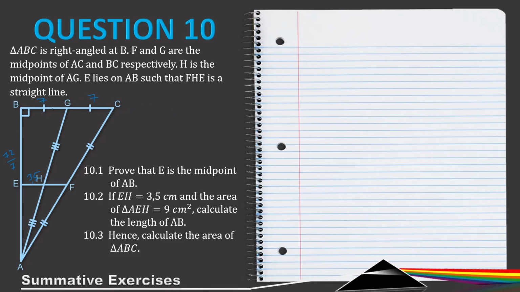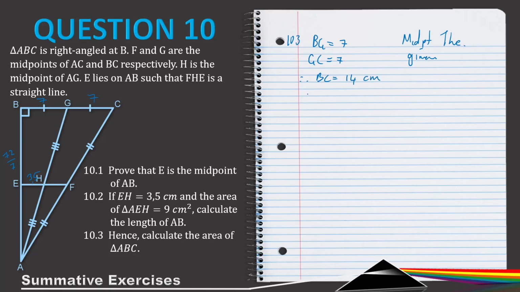So to calculate the area of the biggest triangle, ABC, will be quite easy. We know the base, we know the perpendicular height, we can just use the formula. Okay, but let's just write that down. So we've got 10.3, and first of all we're going to say that BG is equal to 7, because that is according to the midpoint theorem. And we know that GC is 7, given, and therefore BC is equal to 14 centimeters.